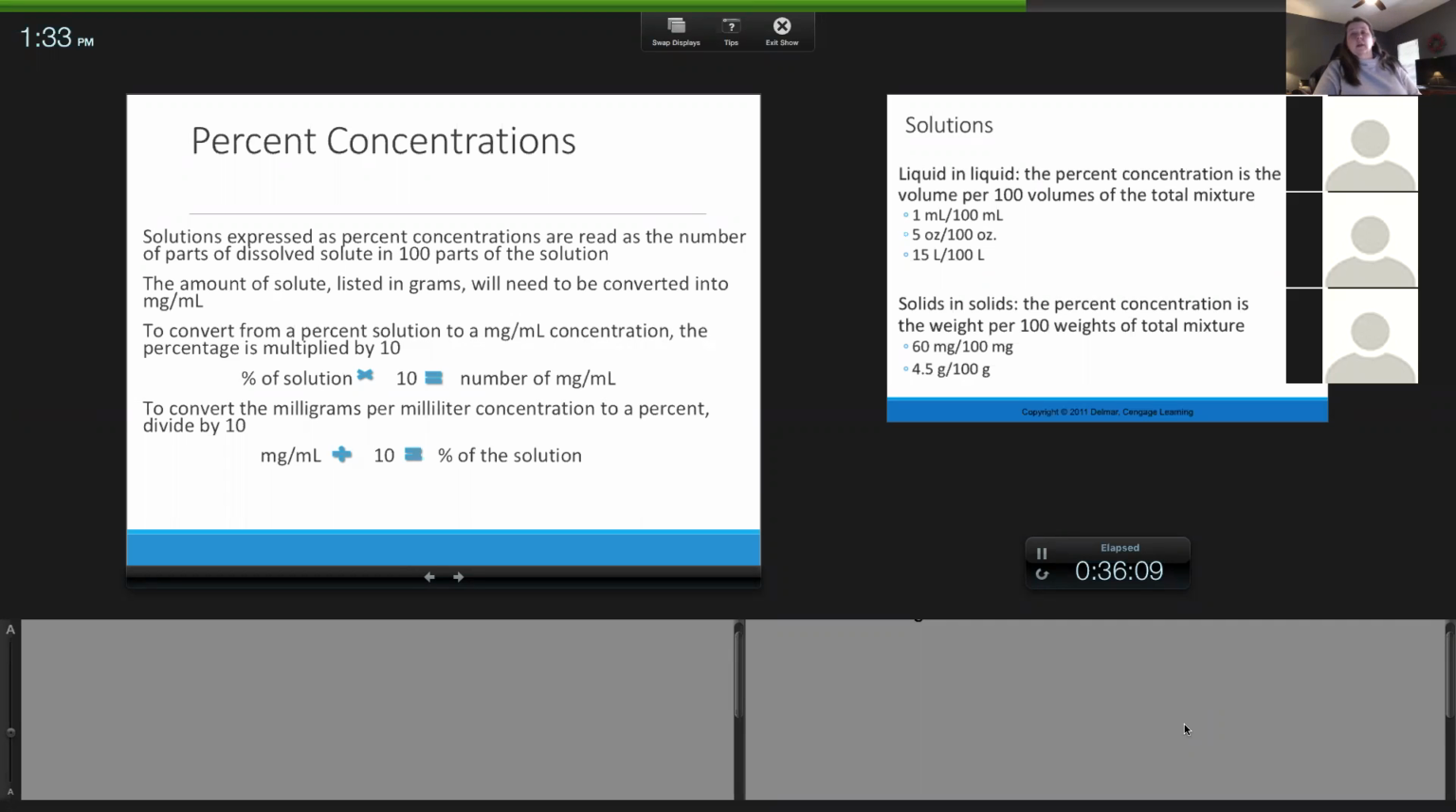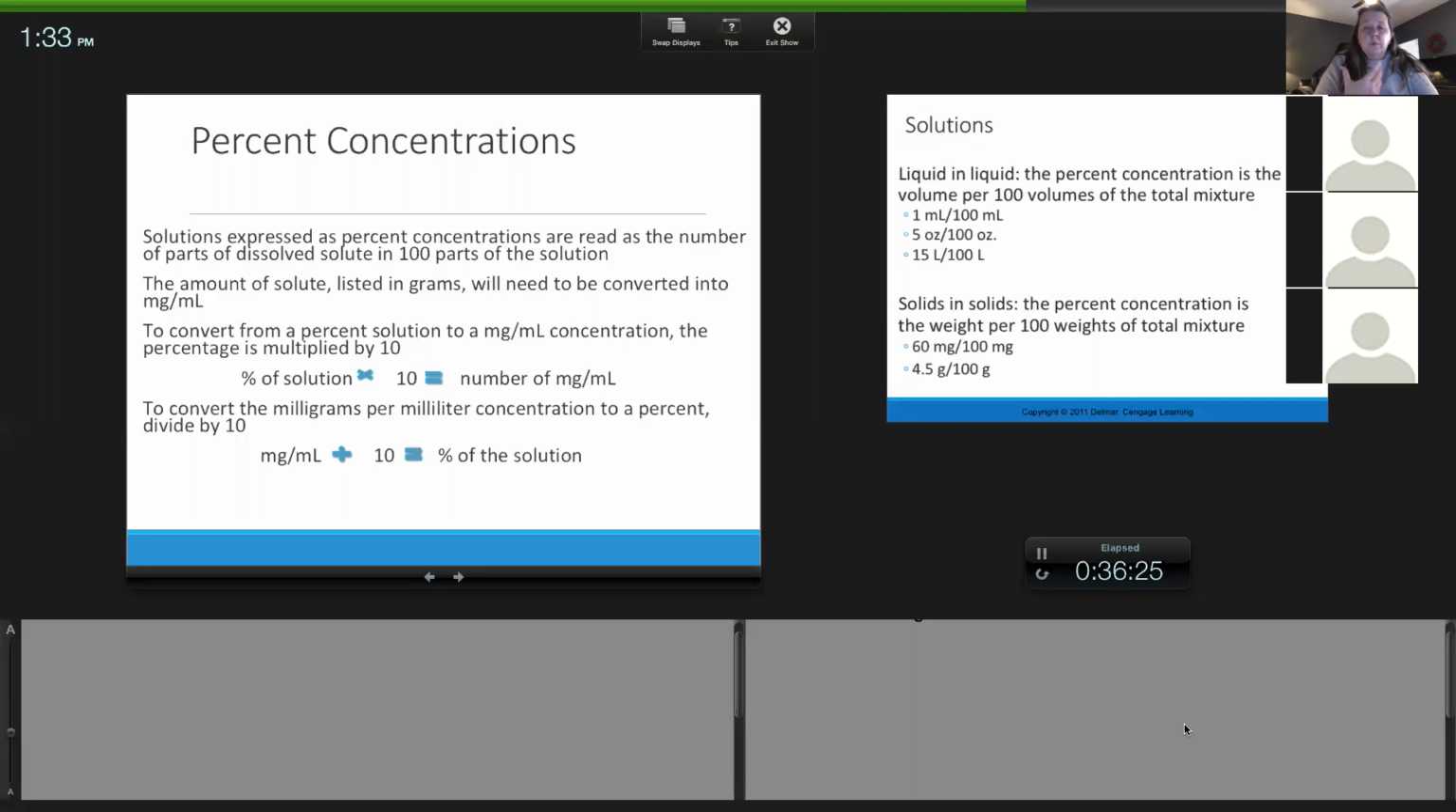Okay, I'm going to give you the shortcut version to this. There's a shortcut to percent solutions. Let me give you an example. Lidocaine comes as 20% solution. Most lidocaine comes as that.